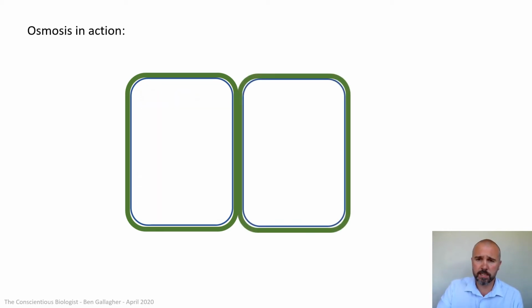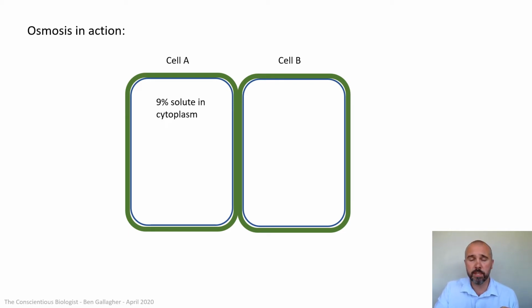Let's bring in a second cell now and put them side by side. Now, there's going to be a solution of water in the cytoplasm of one cell and a solution in the other cell. Again, like the glasses, let's call them A and B. And let's say that cell A has got 9% solute, that's the non-water part, in its cytoplasm. And cell B has 6% solute in its cytoplasm. So I've given you the non-water parts, the dissolved stuff in the cells.